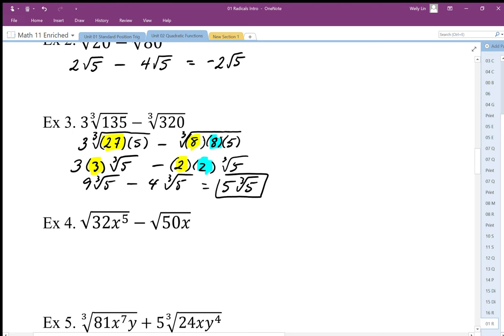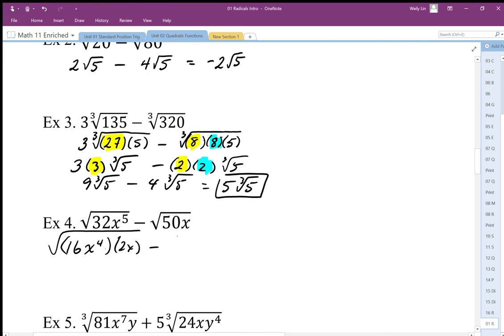So again, we'll do the same thing here. We're dealing with square root, so we're going to take out our perfect squares. So I'm going to write this as 16x^4. That's a perfect square, and I'm left with 2x.